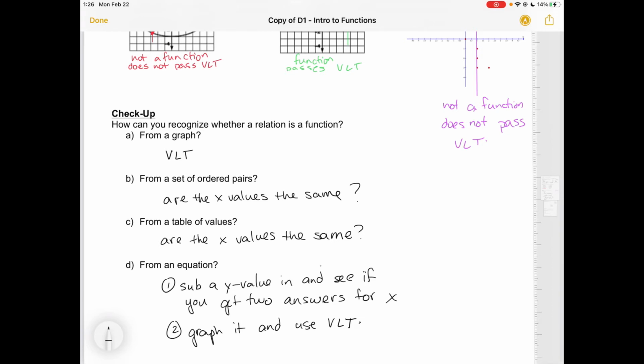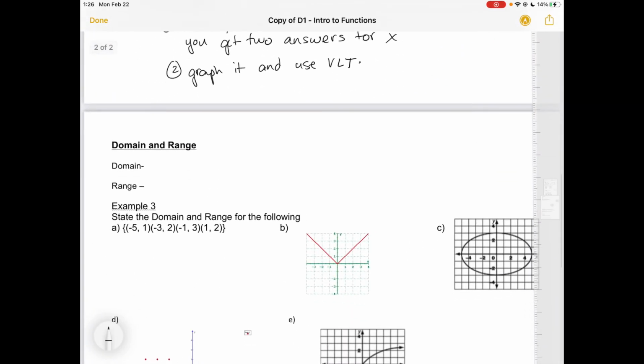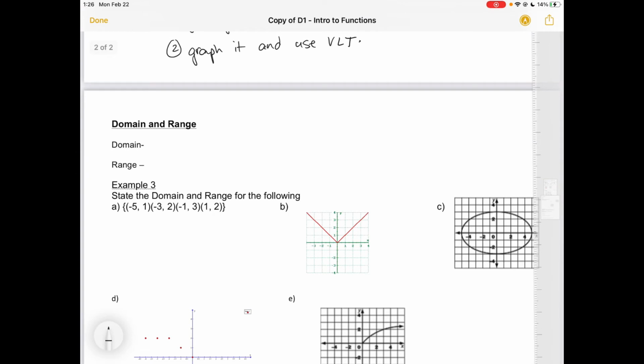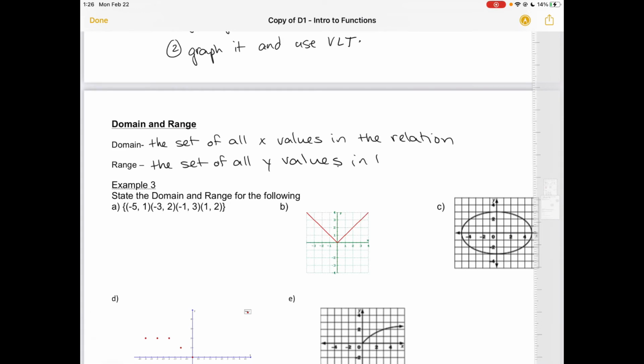Okay, so let's move on to our second topic of this note, which is our domain and range. Our domain is just going to be the set of all x values in the relation. And the range is going to be the set of all y values. So just sort of like you're describing boundaries for tag or hide and seek. You're just describing where the function can go in the x coordinates and where the function can go in the y coordinates.